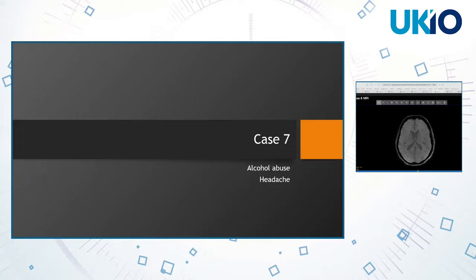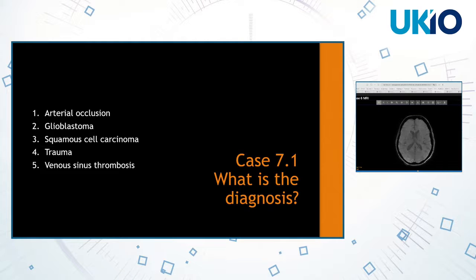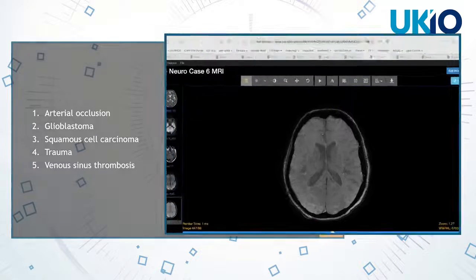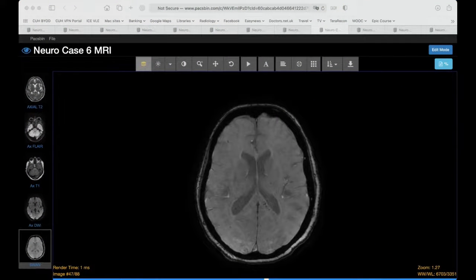Good. So case 7, a patient who's known to have an excessive alcohol intake and has presented with a headache. This case has 2 parts to it. If you have a look at 7.1 first, the question is, what do you think is going on here? I will share my screen. This is a fairly long case, so I'll go through it with you.